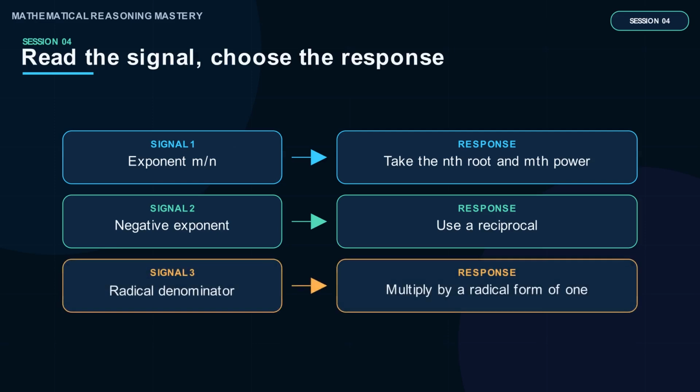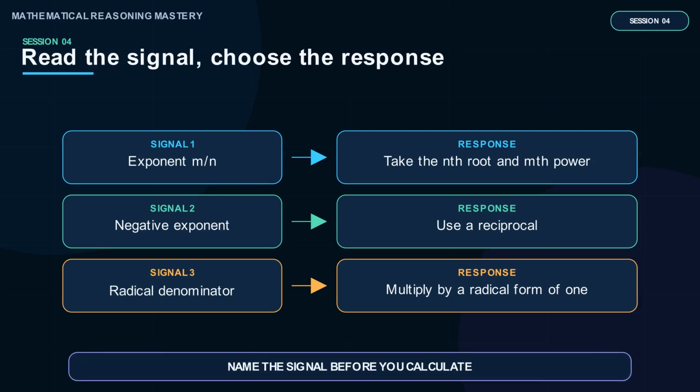Signal 3 is radical denominator. Remember, multiply by a radical form of 1. This separates plausible work from valid reasoning. If you cannot name the signal, pause and classify. A deliberate choice of method is usually faster than repairing a rushed setup.